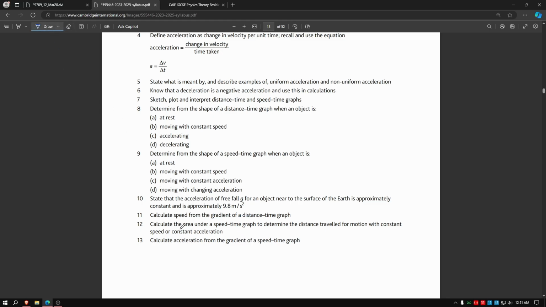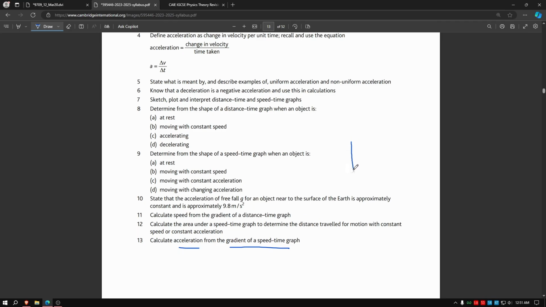So we already know this one, which is that the area under a speed time graph will give you the distance. Calculate the acceleration from the gradient of a speed time graph. So the gradient of a speed time graph gives us acceleration. Only one more thing left. Calculate speed from the gradient of a distance time graph.